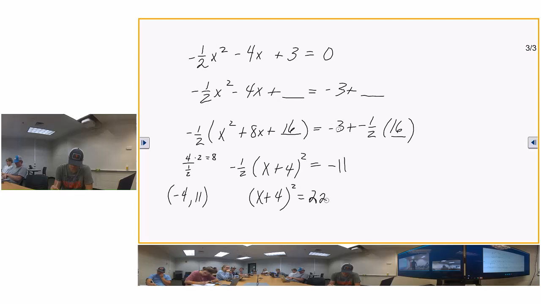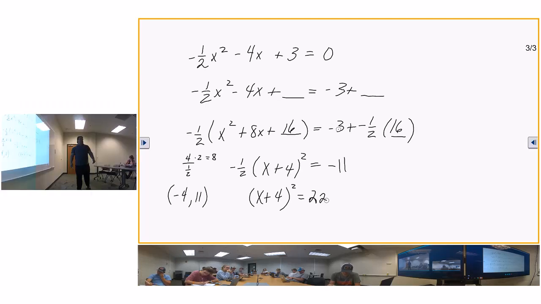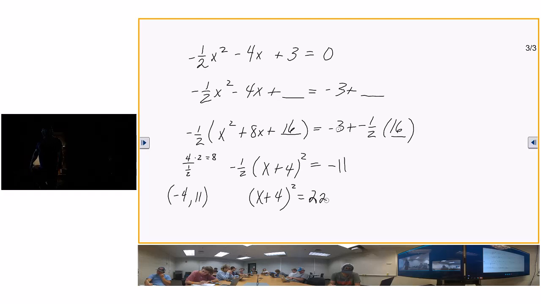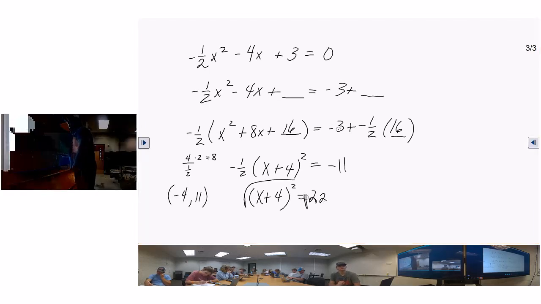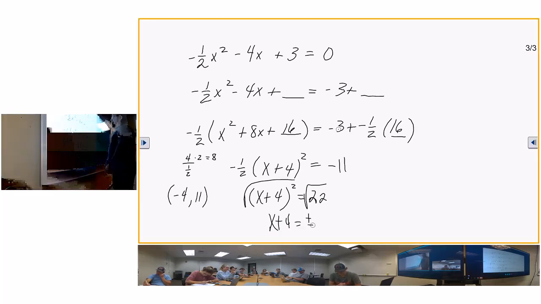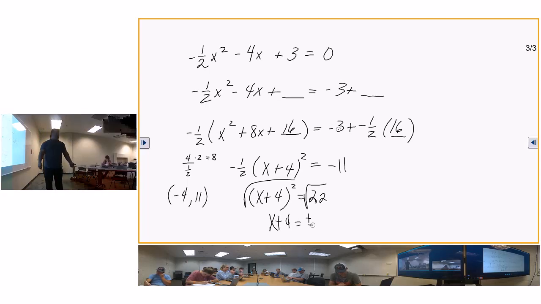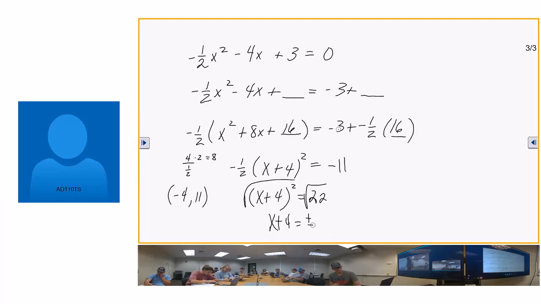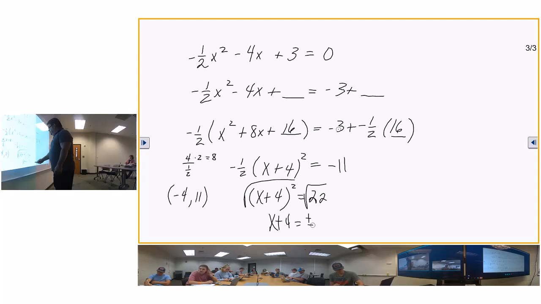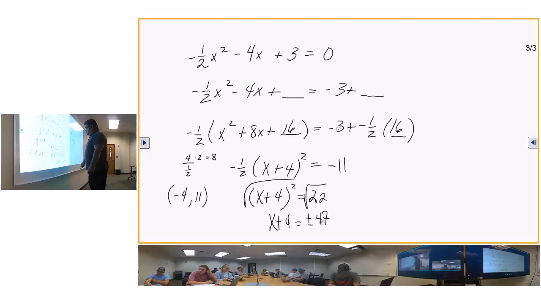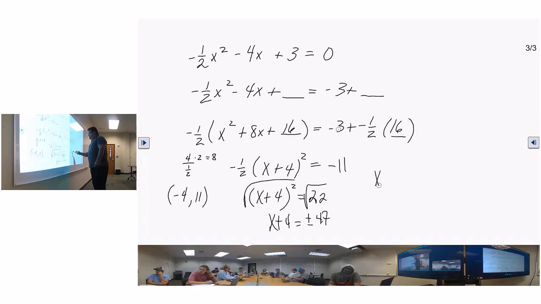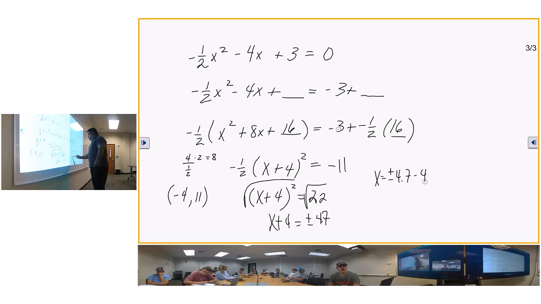Now here you might have thought you weren't going to have x-intercepts, but you are because you had to divide by negative, and that makes this positive. So the square root of both sides, x plus 4, is equal to positive or negative the square root of 22. Somebody tell me what the square root of 22 is. 4.7, okay? So x is equal to positive or negative 4.7 minus 4, which gives you a negative 0.7 and a what? Negative 8.7.